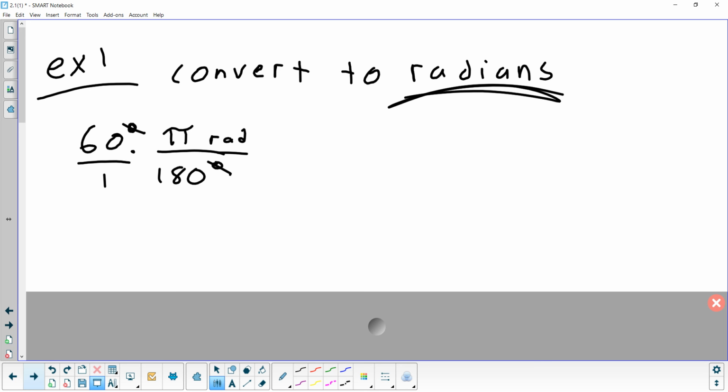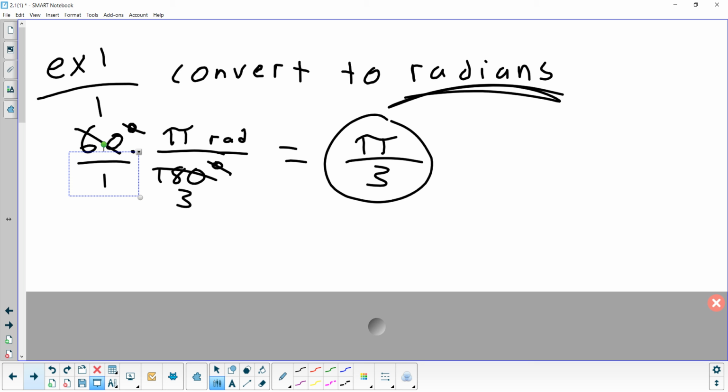All right. Before I even multiply straight across, is there anything else I can reduce here? Yes, the 60 and the 180. What's the biggest number that goes into both? I guess you could pick any number, but preferably the biggest. 60. 60 goes into itself how many times? Once. And into 180? 3 times. So you're left with 1 times pi in the top, and you're left with 1 times 3 in the bottom. And that is how you write your final answer.